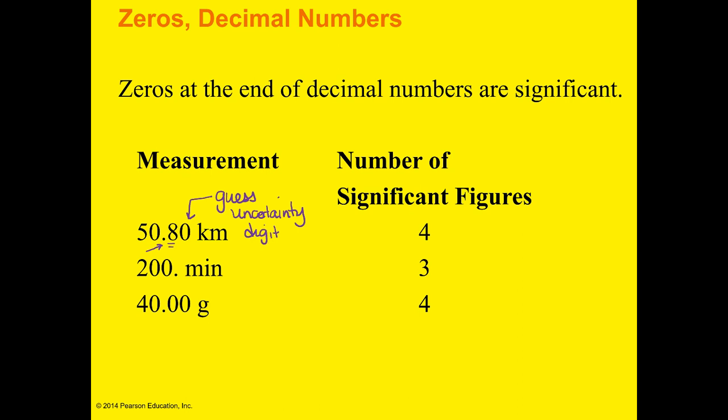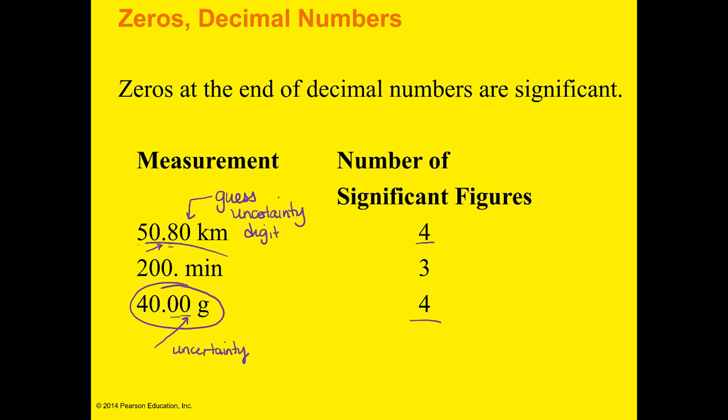So significant figures are the numbers from the markings plus your one guess. In other words, they didn't just put it on there for the heck of it. So something like 40.00 grams. These numbers here are all part of the measurement. That last zero that I'm highlighting with the arrow, that's our uncertainty. And so that has 4, as does this top one.